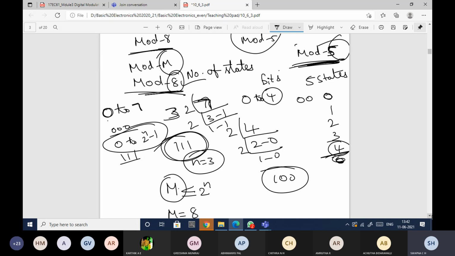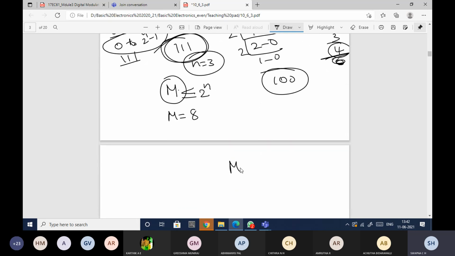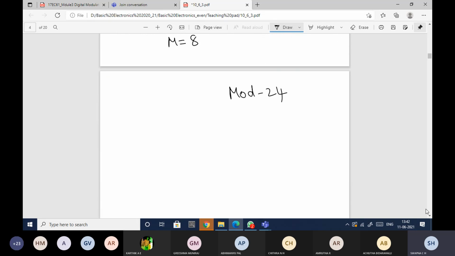In the same way, let me give you an example. Mod 24 counter. How many bits are required to represent 24? In the mod 24 counter, from what state to what state will it count? 0 to 23, right? 0 to 23 states it will count. So how many bits are required to represent 23?